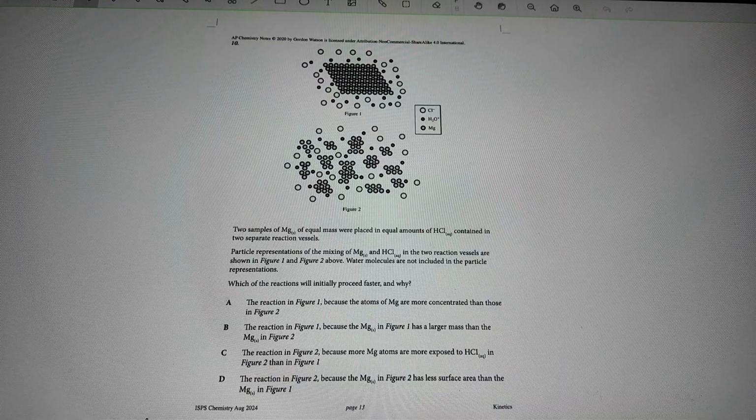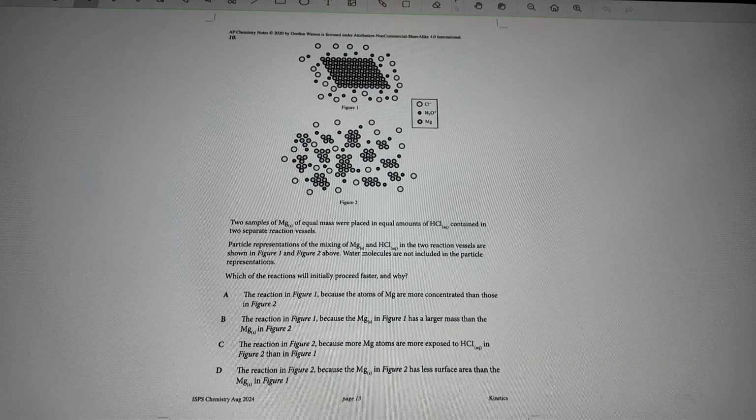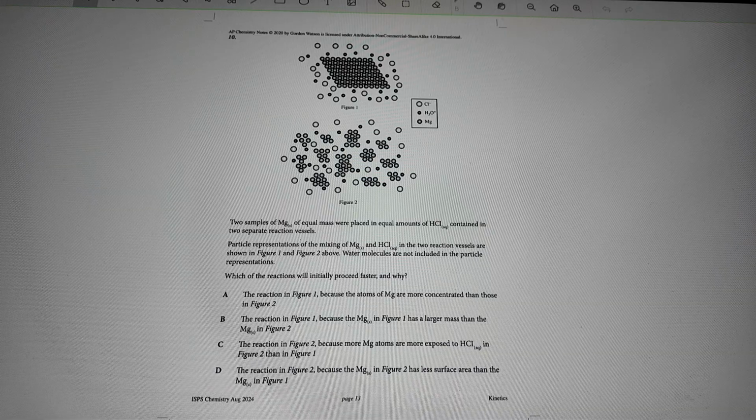Hopefully this is the last question. 5.1 is really long. Okay. Two pieces of Mg of equal mass are placed in equal amounts of HCl contained in two separate reaction vessels. Particle representations of mixing Mg and HCl in the two reaction vessels are shown in Figure 1 and Figure 2 above. Water molecules are not included in the particle representations. Which of the following will initially proceed faster and why?